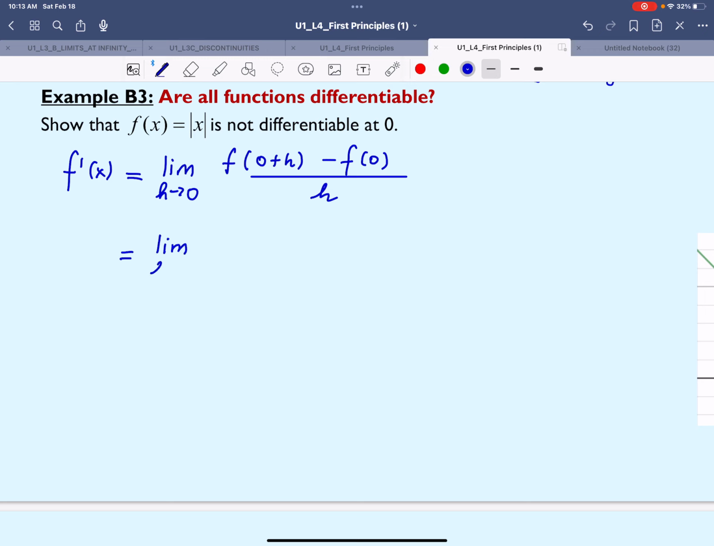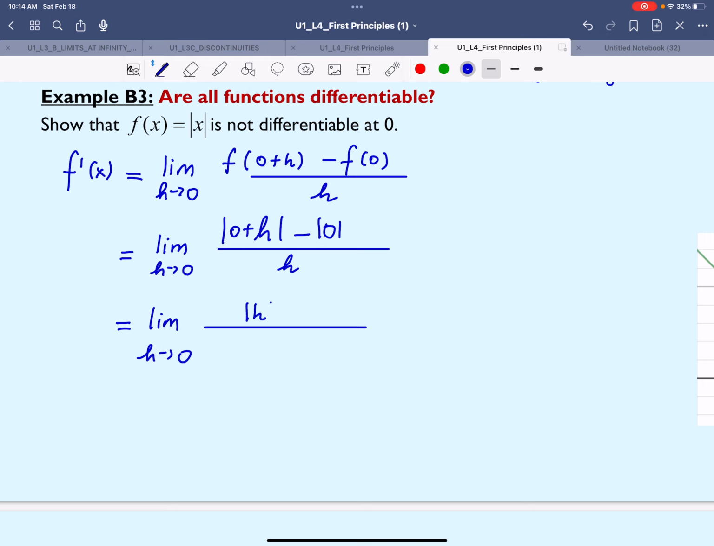So we have the limit as h approaches 0. We'll bring in the function, so absolute value of x. So instead of x, here we have 0 plus h, which means that we'll have the absolute value of h minus absolute value of 0, which is simply 0, and divided by h. So if you want to see this, I'm just going to bring 0 plus h exactly just to be sure, but I'm pretty sure you see this. So limit as h approaches 0 of absolute value of h divided by h. We have to find this limit.